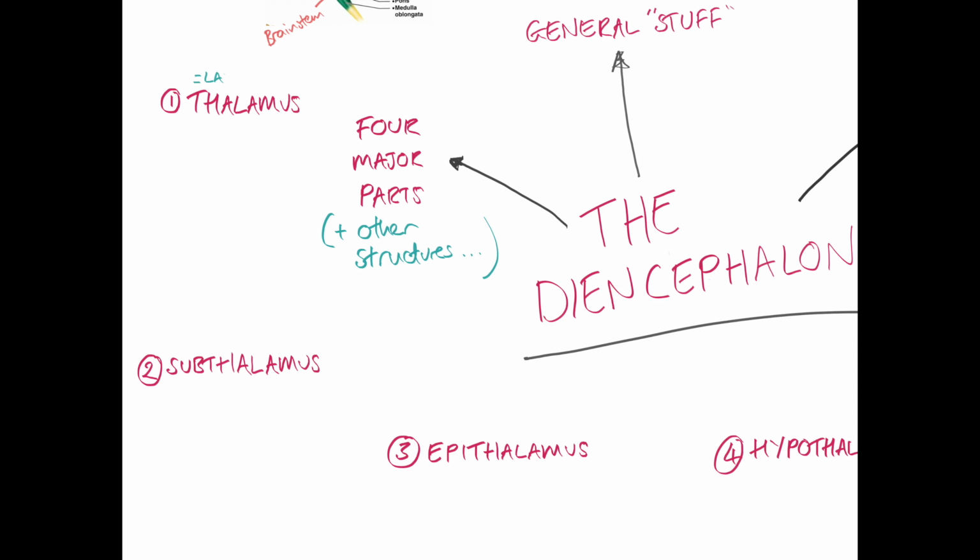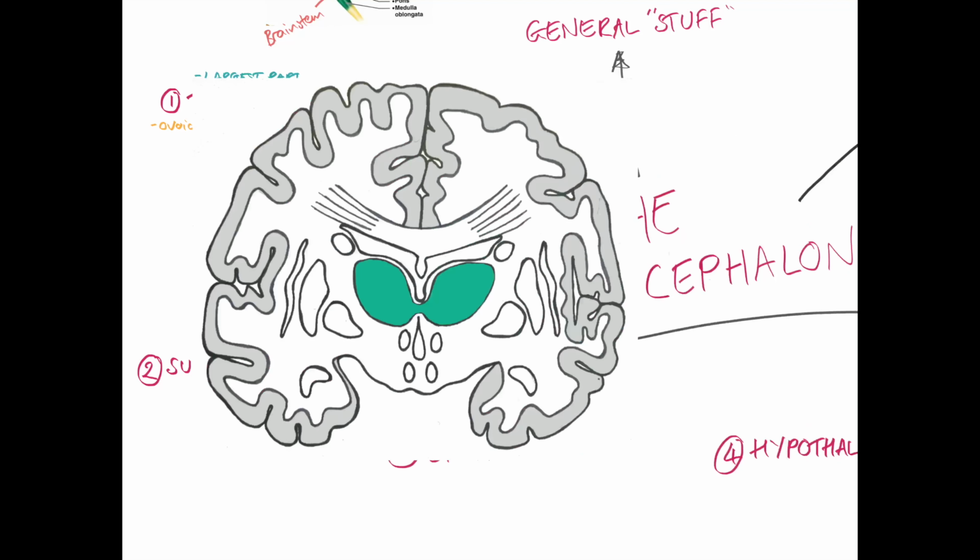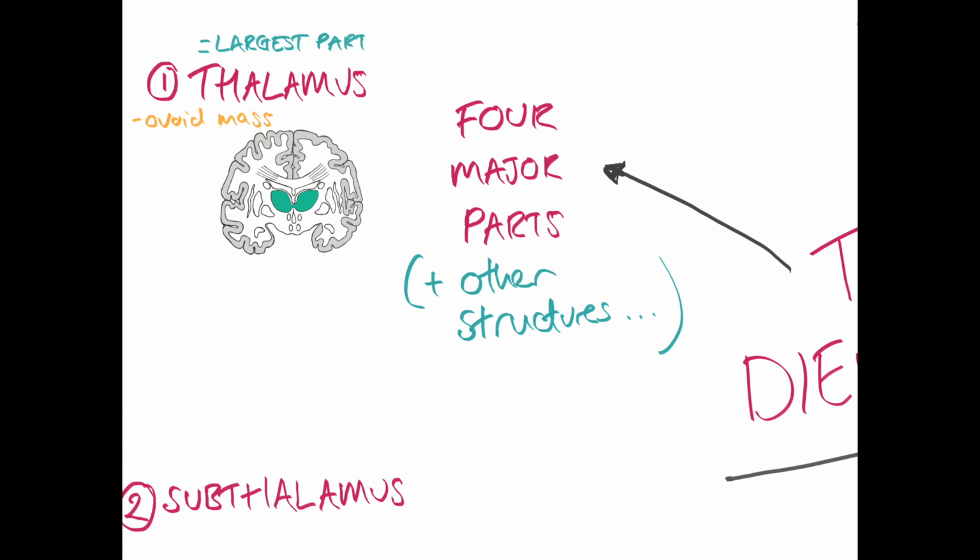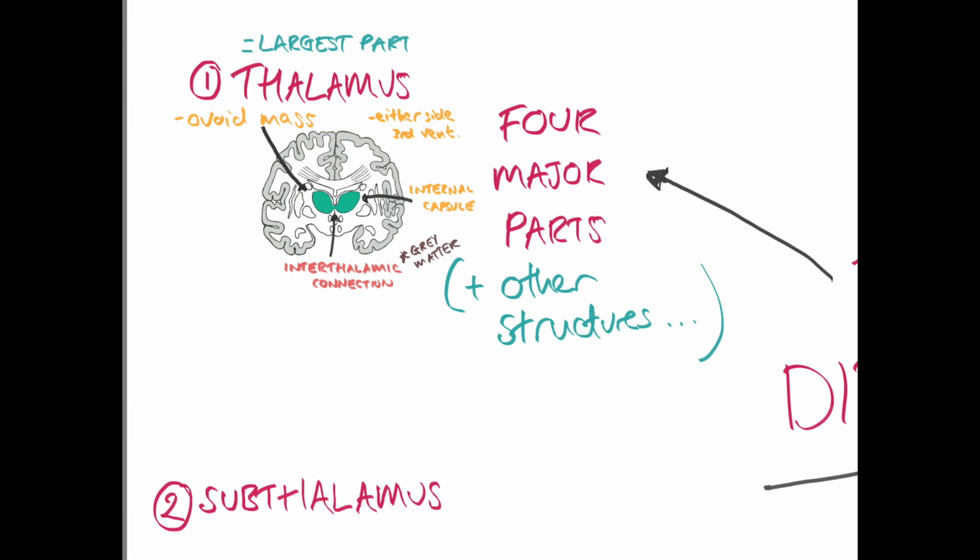The thalamus is the largest part of the diencephalon. It's an ovoid mass, which we can clearly see here in this cross-section drawing. There is one thalamus on either side of the third ventricle, which are bounded laterally by the internal capsule, as we mentioned before. The interthalamic connection, or adhesion, is a grey matter bundle that connects the left and right thalamus.